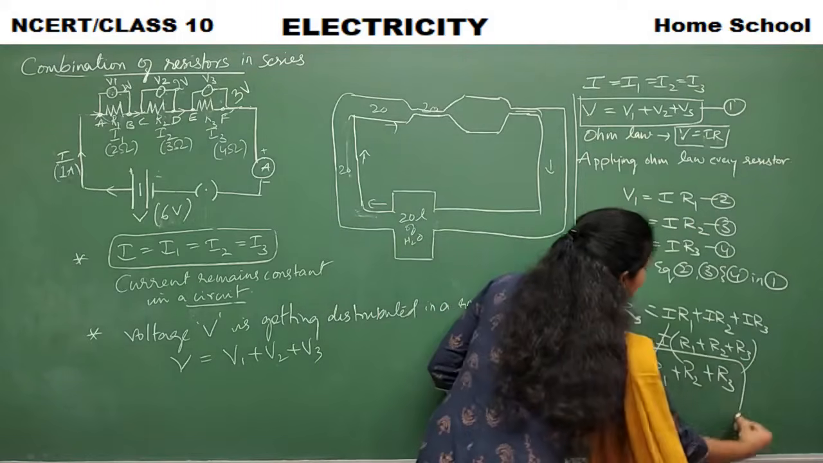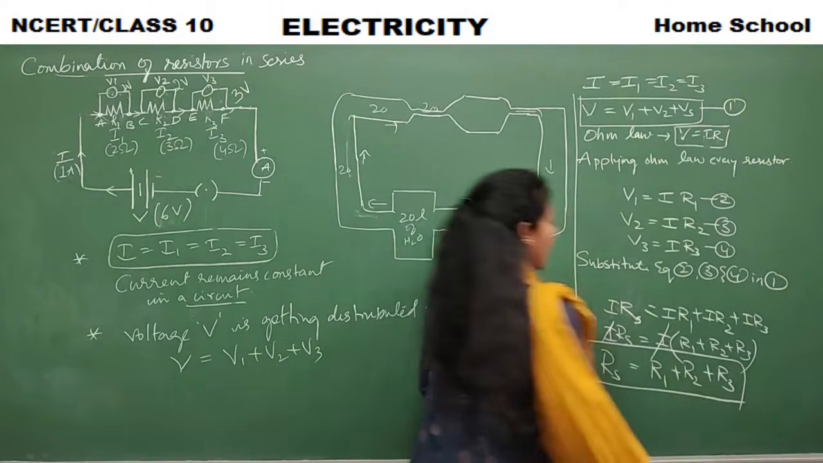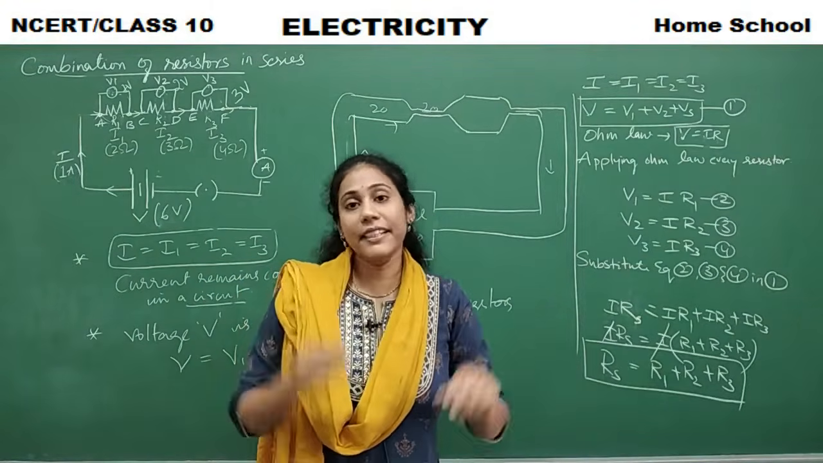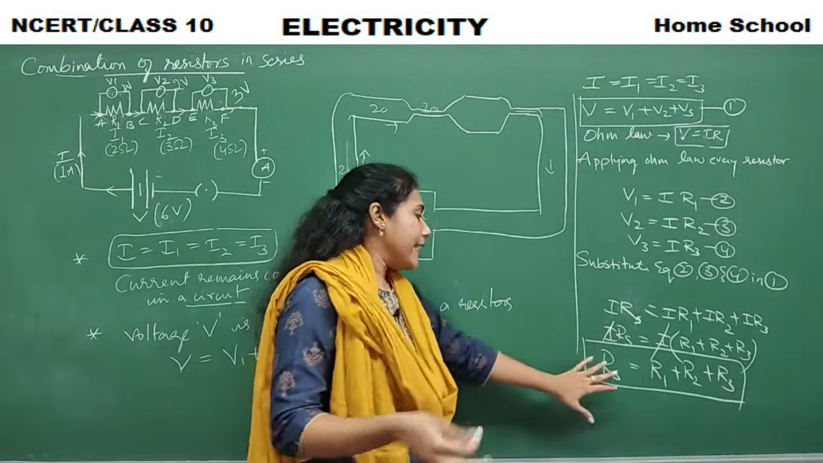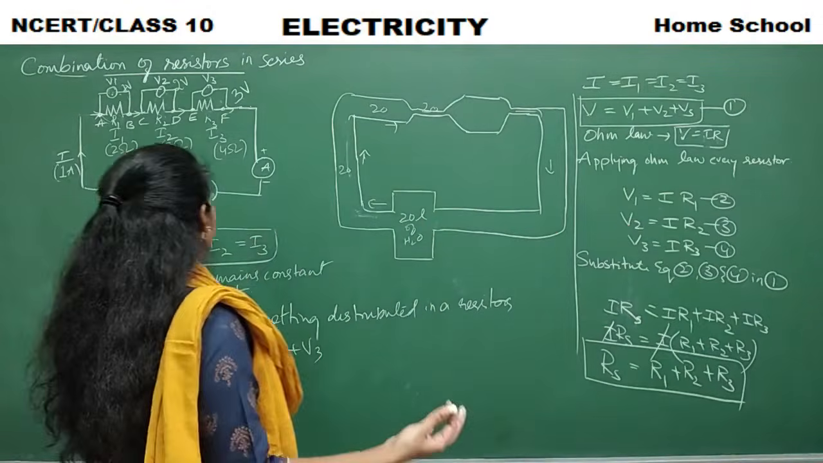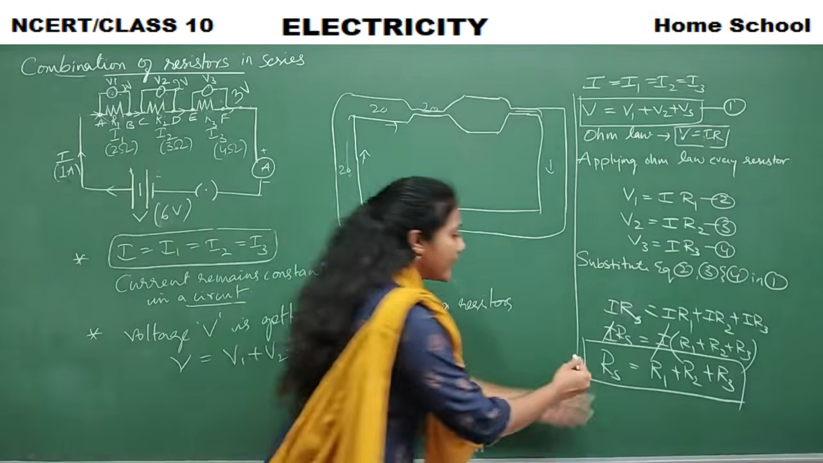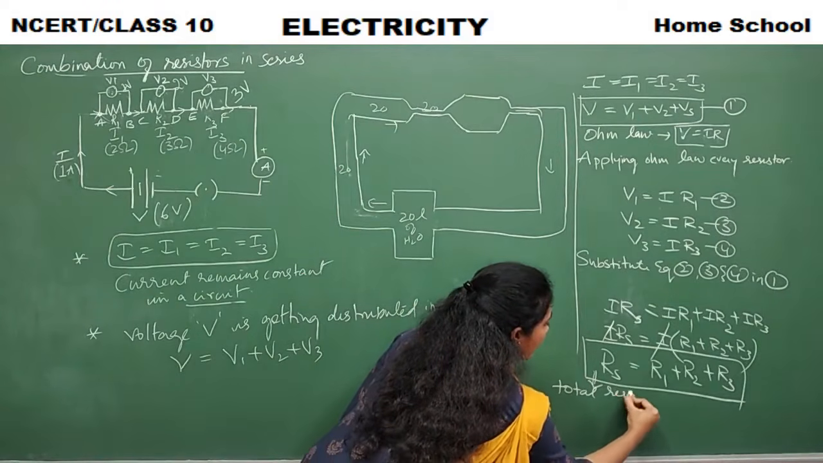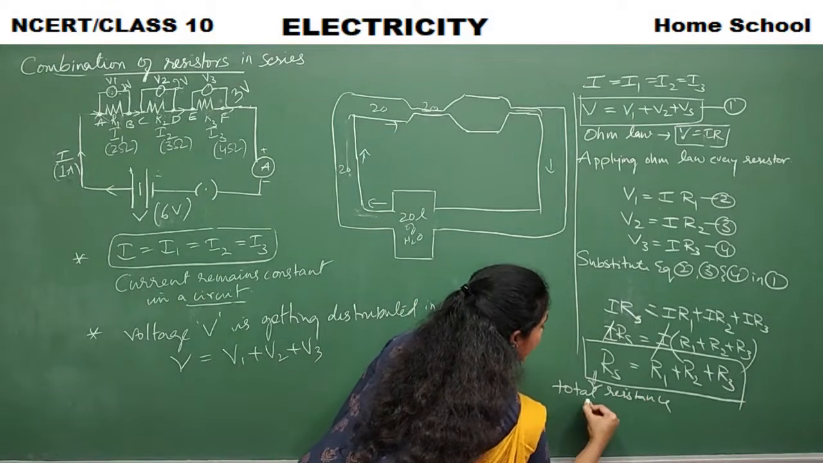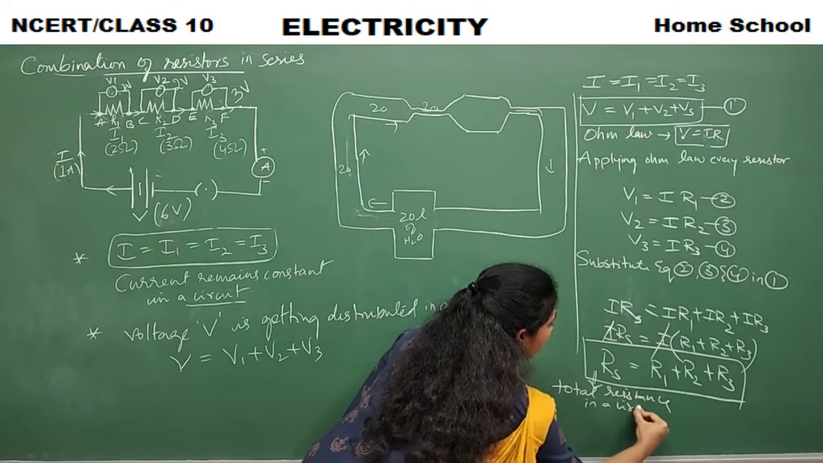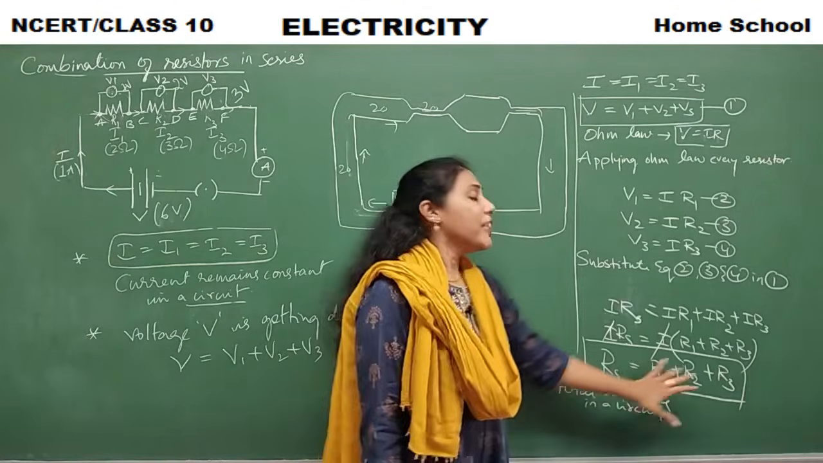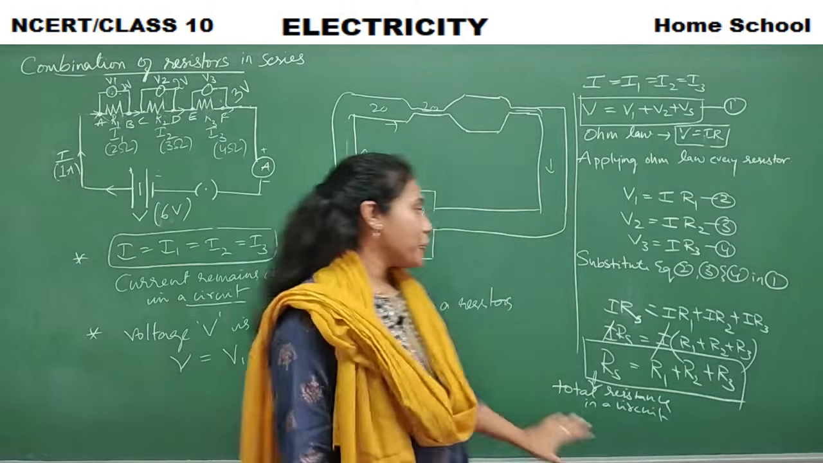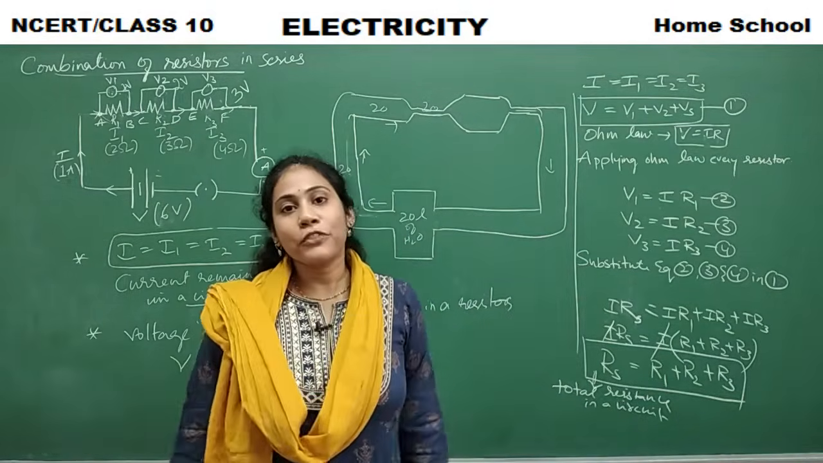So this is the formula to calculate the total resistance of resistors that are connected in series, or you can say the total resistance in a circuit. So what is this RS? Total resistance in a circuit. It is always equal to the sum of the individual resistances of the resistors. This can be asked for 3 marks in the board examination.